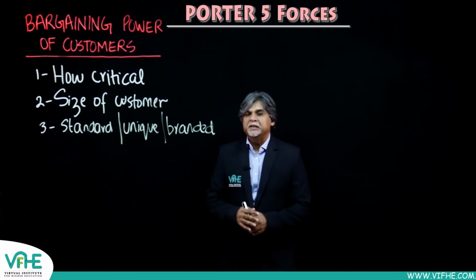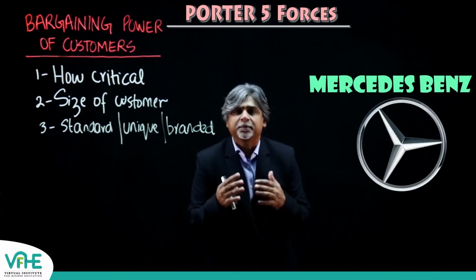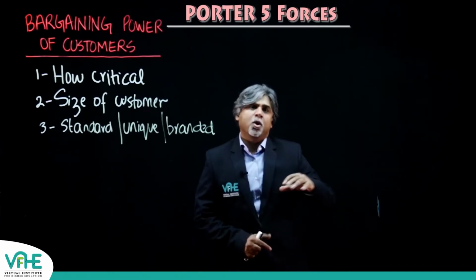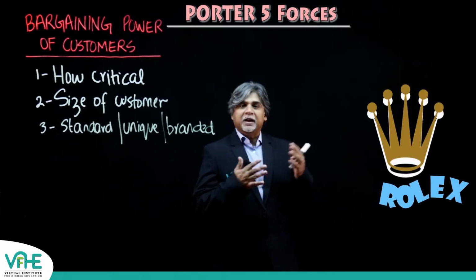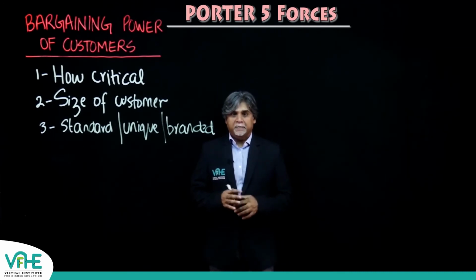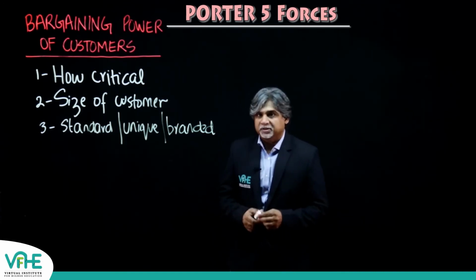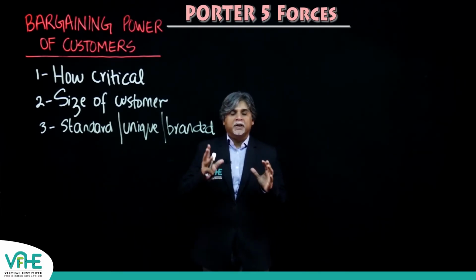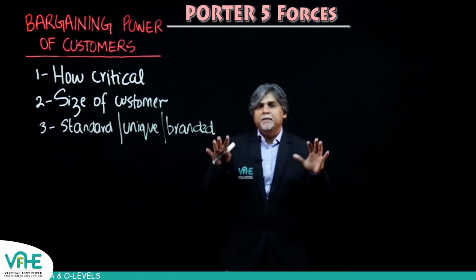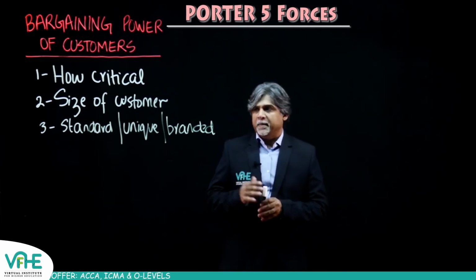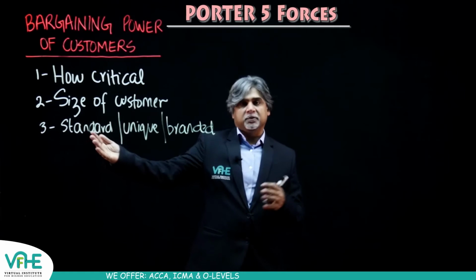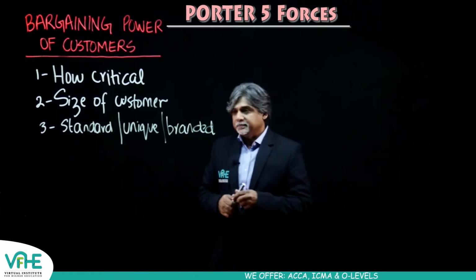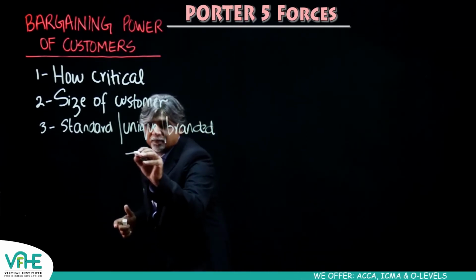For example, take brands like Mercedes-Benz or Ferrari or Rolex. These are branded products. They are very famous products. They are expensive products. Here, the bargaining power of customers is usually low. But if the product is standard, then the customer's bargaining power is high. I can also add one more word here.